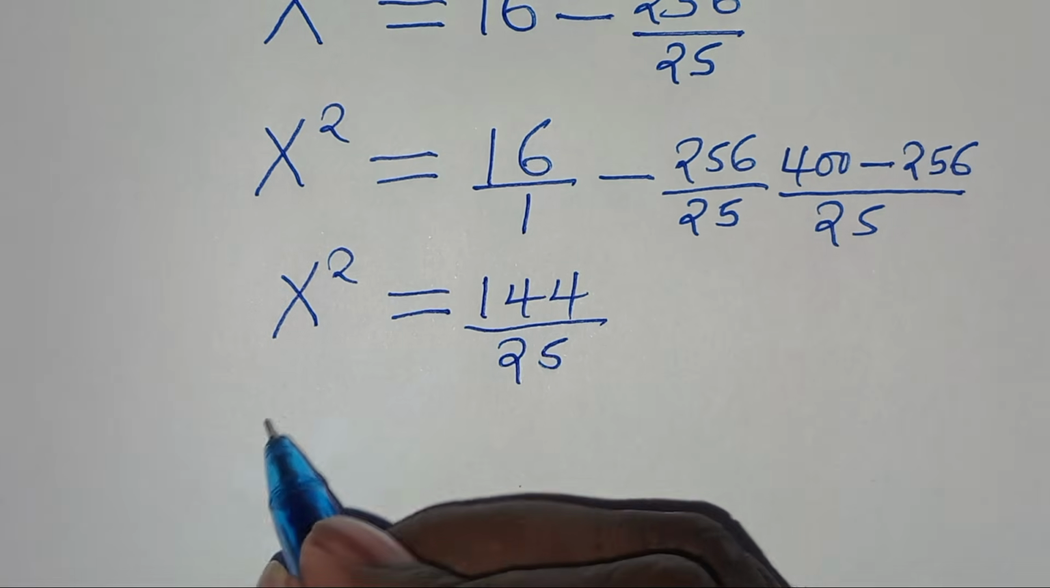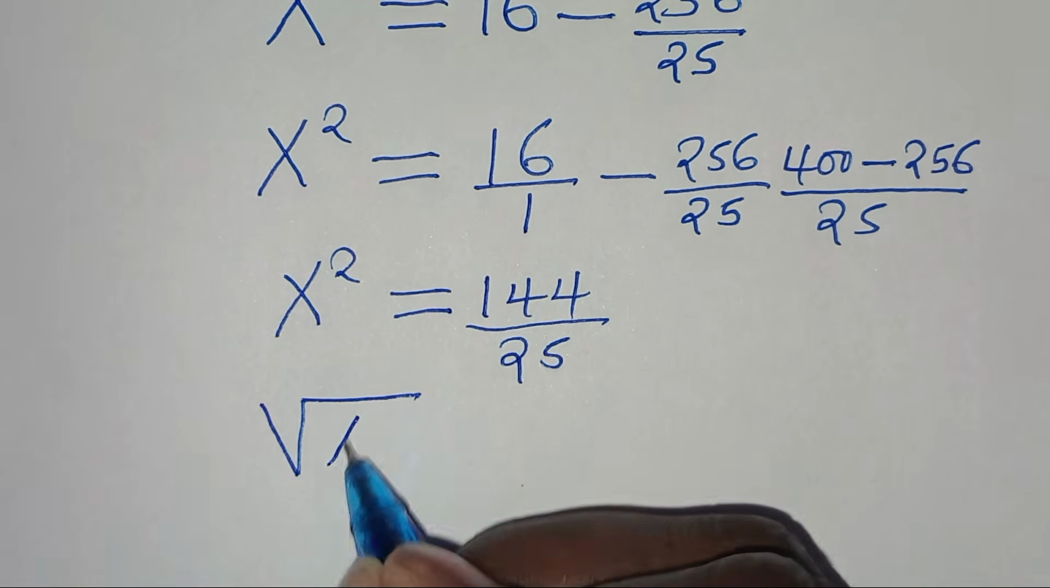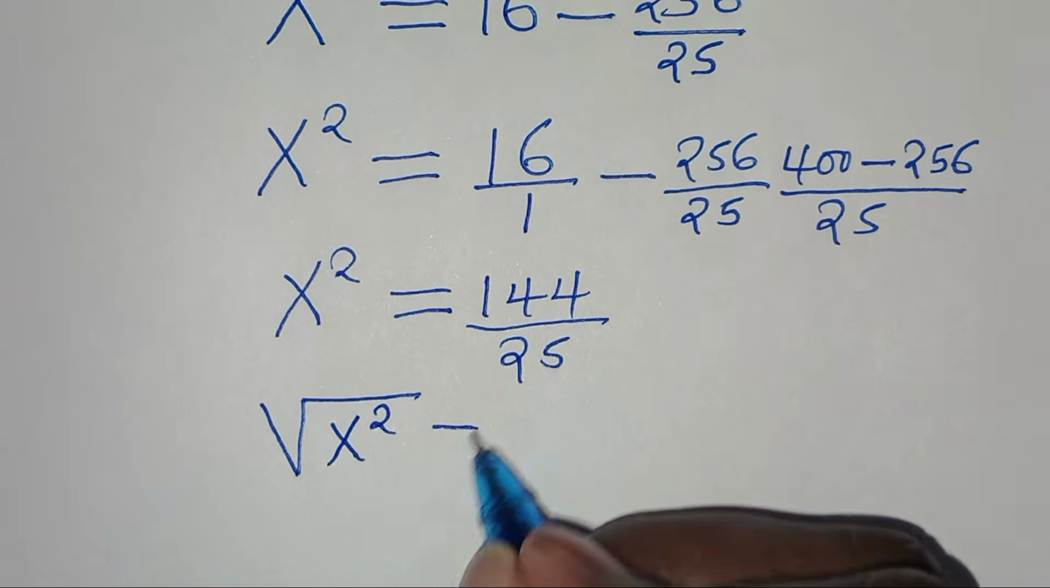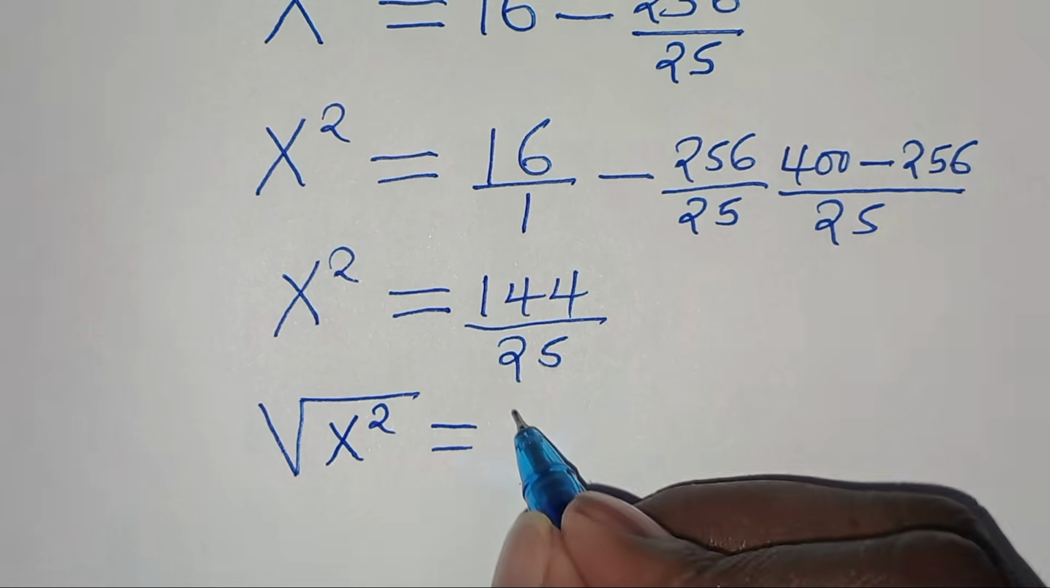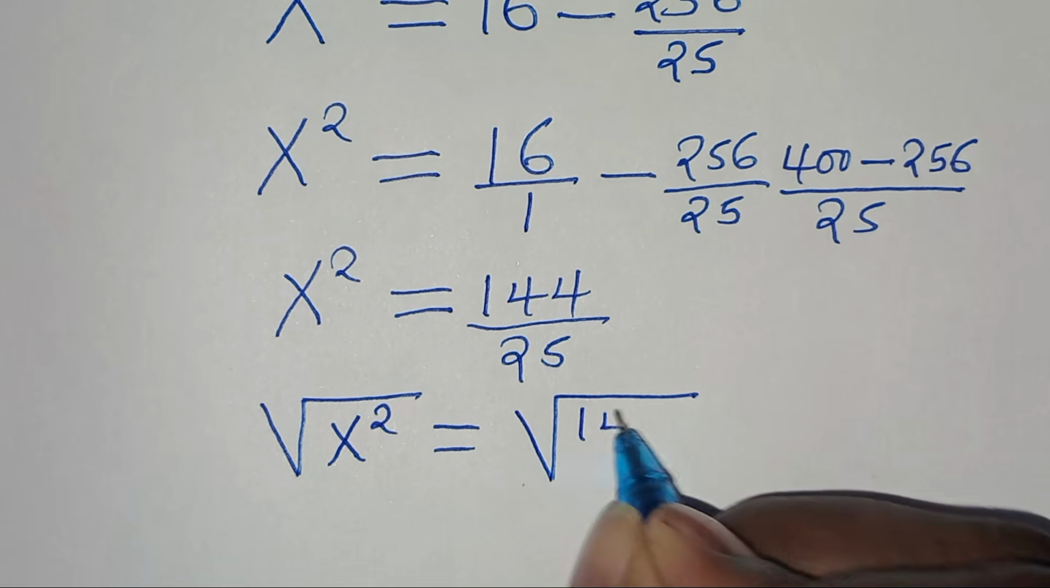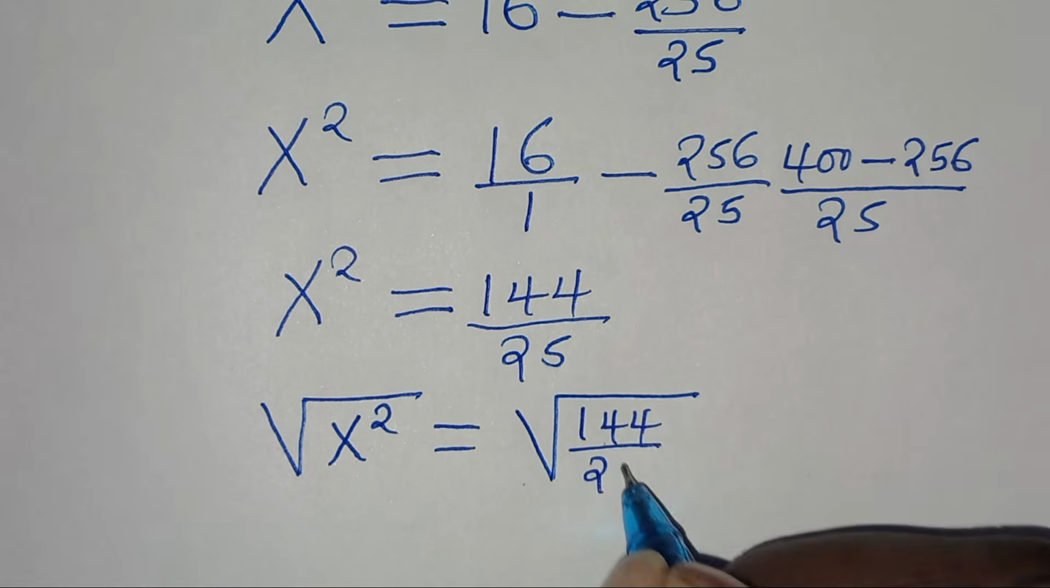To solve for x, we introduce a square root on both sides. We have the square root of x squared equal to the square root of 144 divided by 25.